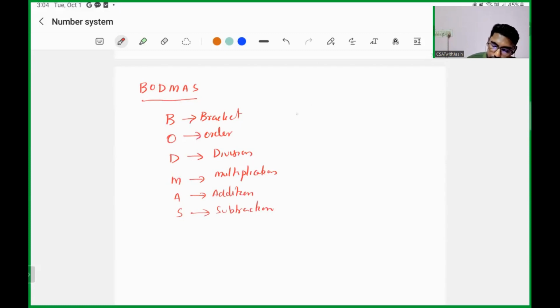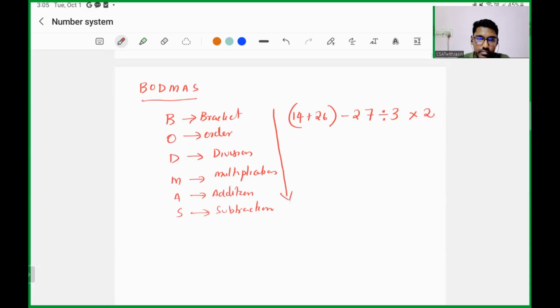So let's say 14 plus 26, in brackets, minus 27 divided by 3 into 2. So I gave you a question like this. If you are getting a question like this, here there are so many things. Addition is there, multiplication is there, division is there. So in this type of questions, you need to use the BODMAS rule. In this order, you need to do the calculation.